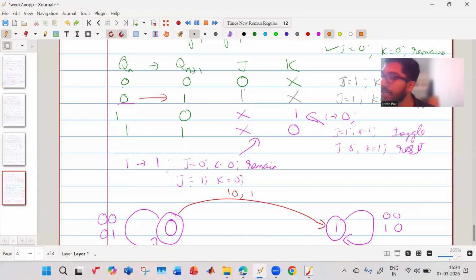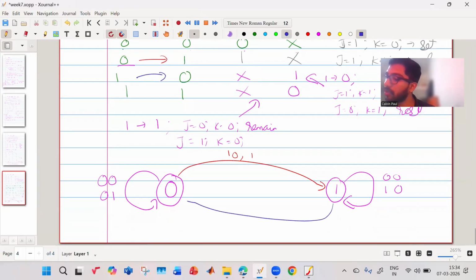Sorry, I am at 1 and I want to go to 0. That means I'm going from 1 to 0. So what could be the possible inputs? J could be 0 and K could be 1, or J could be 1 and K could be 1. So this is known as your state transition diagram. How is it going from one state to another state, or how is the evolution of the state? That is shown by what is known as your state transition diagram.